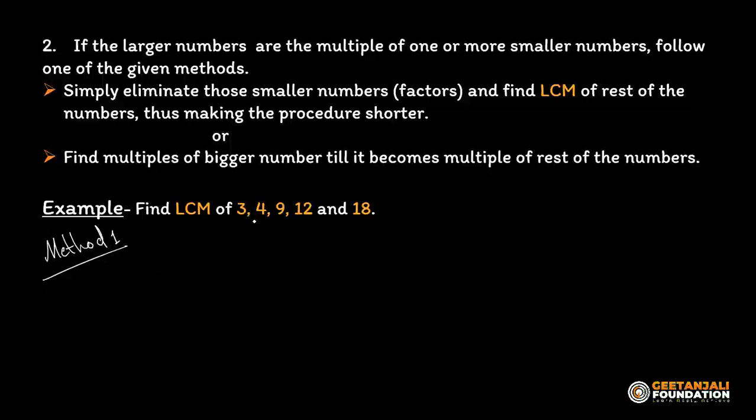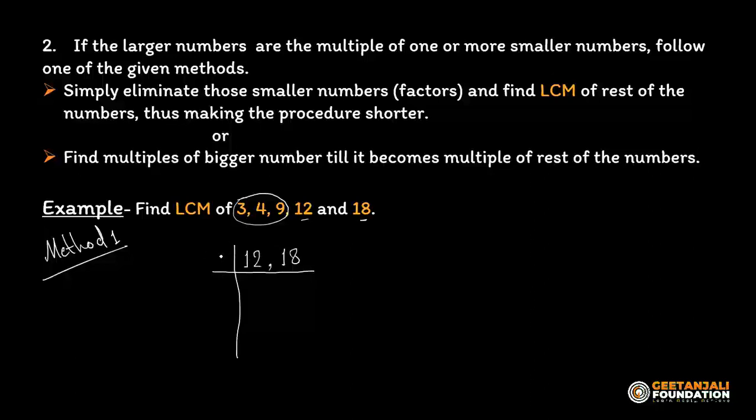In this method, if 12 and 18 are the bigger numbers and they are multiples of the smaller numbers, we'll simply discard the smaller numbers. We'll not take these numbers. We'll find the LCM of 12 and 18. We don't need to waste our time on the other numbers, and the LCM of these two numbers will be the LCM of all the given numbers.